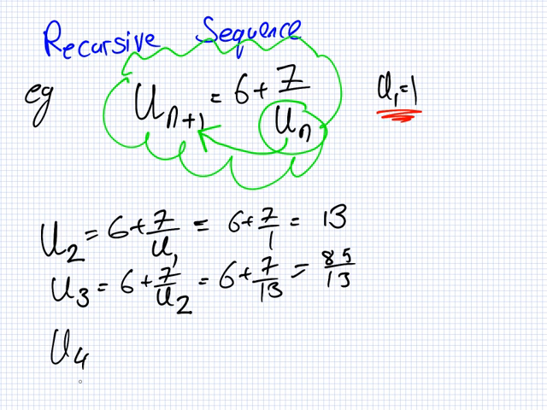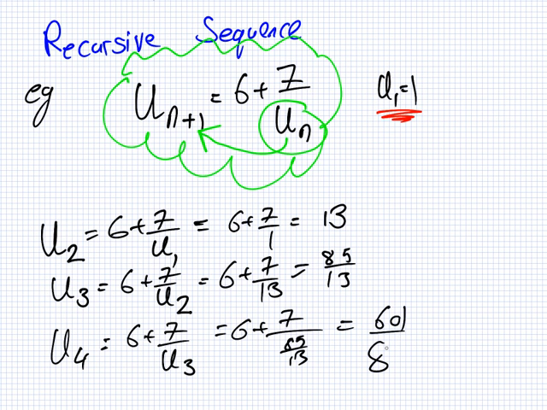It's a bit like with Pascal's triangle, where the two numbers previously are used to make the next number. And you can't skip any lines. You have to do each one at a time. And what would be the fourth one? That would be 6 plus 7 over the third term, which would be 6 plus 7 over what? 85 over 13. Which would equal 601 over 85.